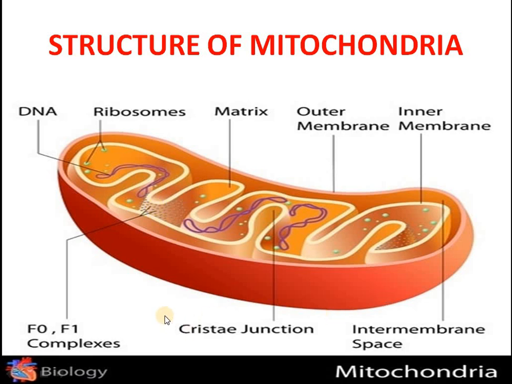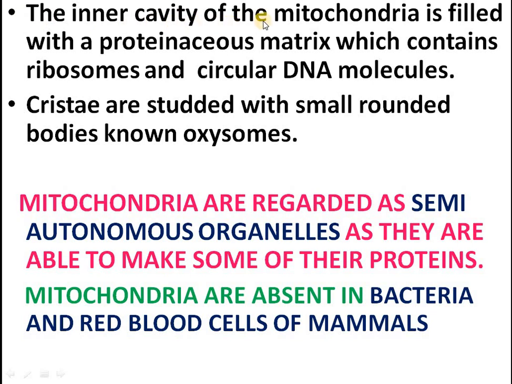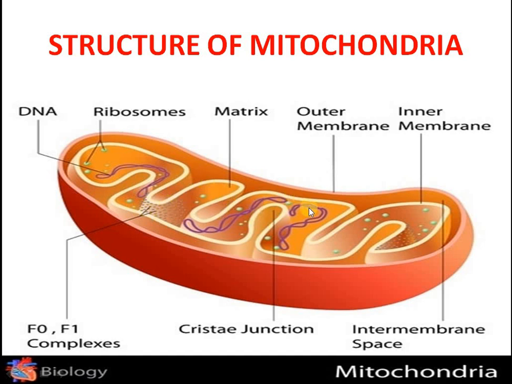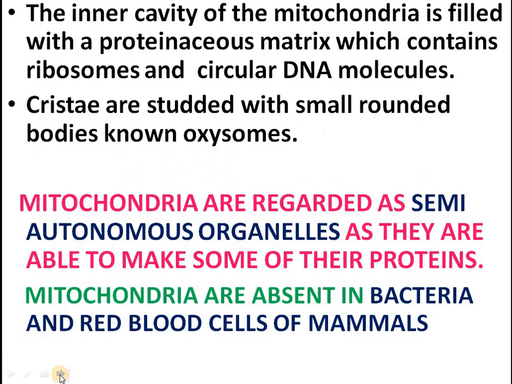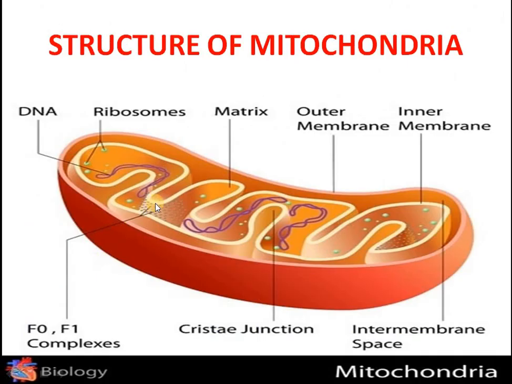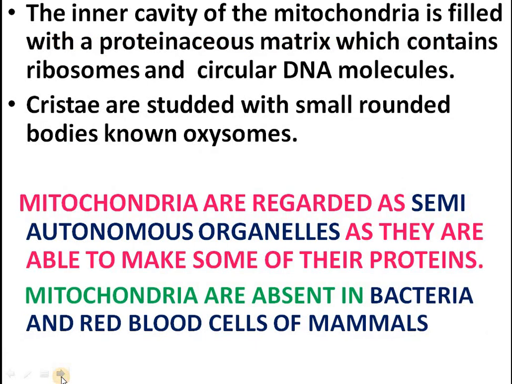Fine. Let's proceed further. The inner cavity of mitochondria is filled with a proteinaceous matrix, which contains ribosomes and circular DNA molecules. Means this fluid present inside the inner membrane is matrix. Fine. Cristae are studded with small rounded bodies known as oxysomes. Here you can see, these are oxysomes, or they are also known as F0 F1 complexes. Fine. And you have to draw this diagram as well in your copy. It's important. And mitochondria are regarded as semi-autonomous organelles, as they are able to make some of their proteins.